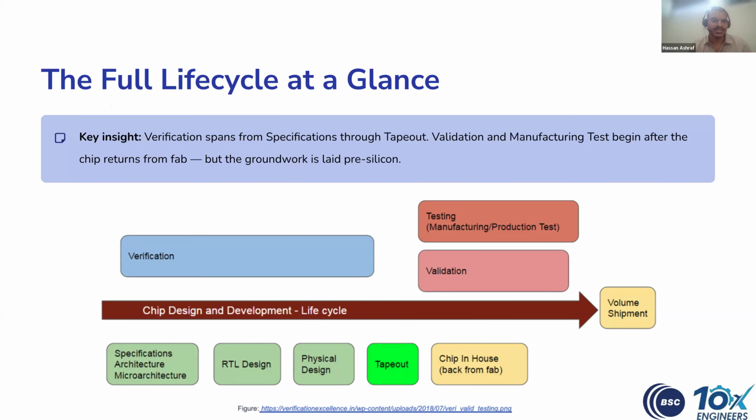So you can see from the diagram that the verification starts from the very start, from the very first day. You get the specification, the architect team is developing the architecture, the design team is developing microarch from the architect document and developing the RTL actual source code. The verification team has started the verification. So verification spans from specifications through tape out. So it's the longest path, therefore it's the critical path in the chip design cycle.